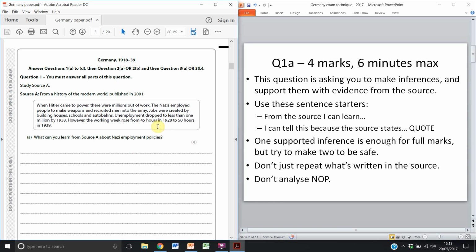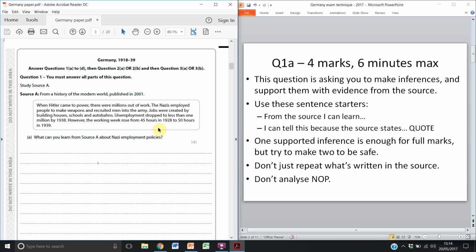So you will always be provided with a source that allows you to make at least 2 inferences. And personally, I would always try and make 2 inferences to make sure you get the marks. So you'd write, from the source I can learn, and then your inference. I can tell this because the source states, and then you'd give your quote, making sure you use quotation marks. And then you say, a second thing I can learn from the source is, whatever your second inference is, I can tell this because the source states, and then a second quote.